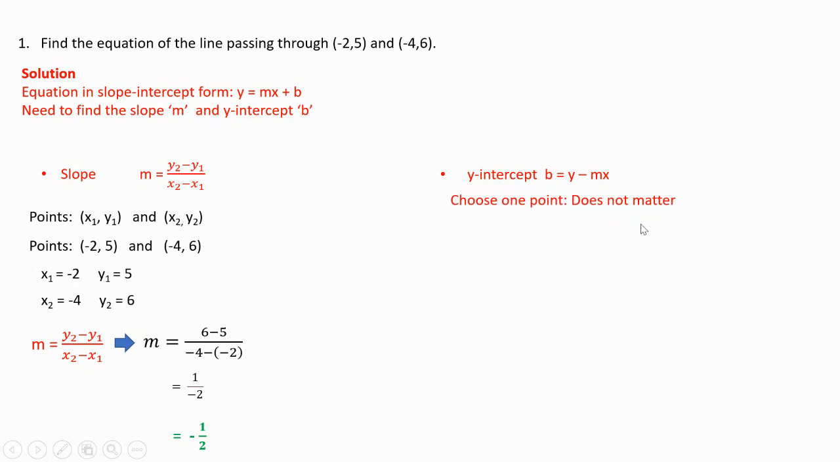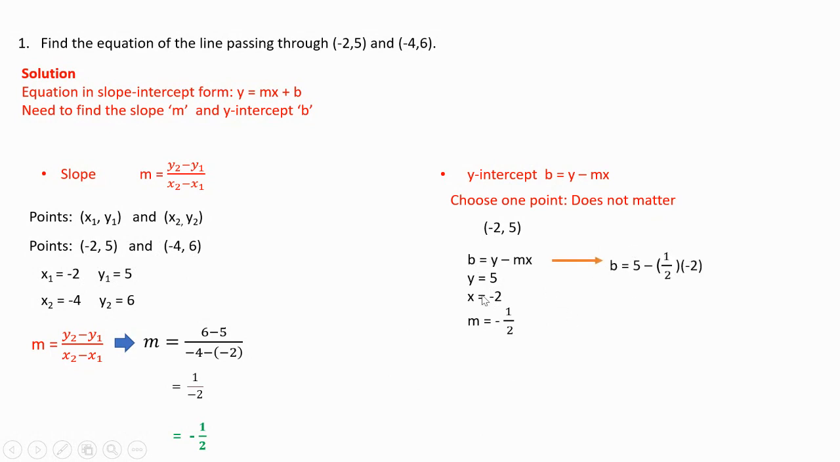So choose one point, it does not matter which one. In my opinion, guys, most students like to stay away from negative numbers, right? But in this case, both have a negative number. So it doesn't matter which one you use. So let's use the first point. Okay, so this is the formula to find b: y minus mx. My y is 5 and my x is -2. And my slope, we just got it, which was -1/2. So let's plug everything in here.